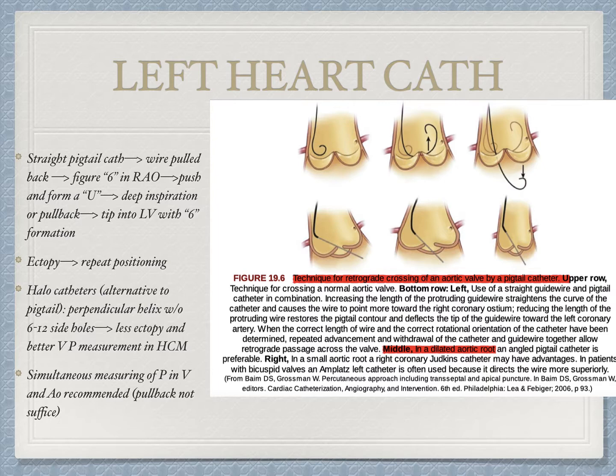First, you do not want to advance the catheter with the tip pointing at the most distal segment, since you may puncture unwanted structures or create damage. That's why you have to create this six figure, which you will see in the right anterior oblique plane. Then you will push a little, making a U conformation, and with deep inspiration or pullback, the tip will fall into the left ventricle, and you will have your six configuration again. For other complex aortas, you have the description right there.